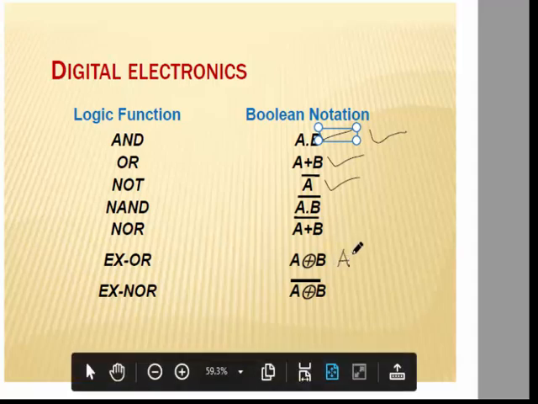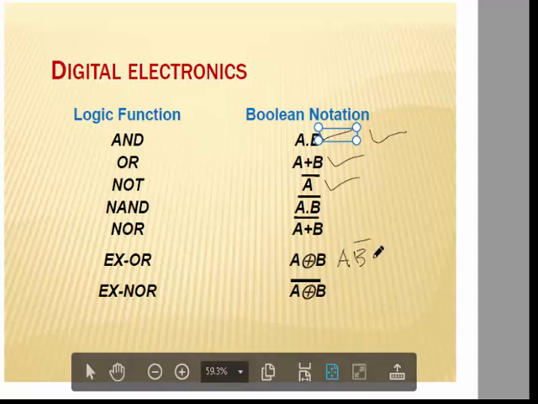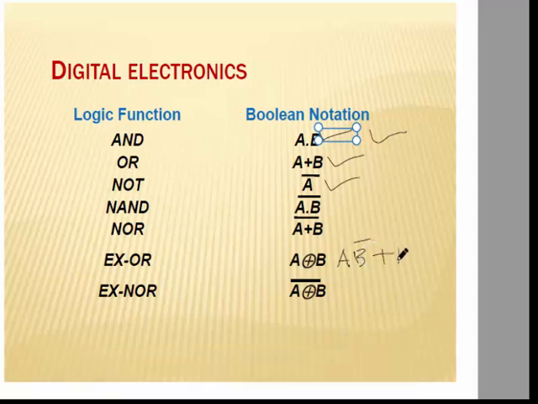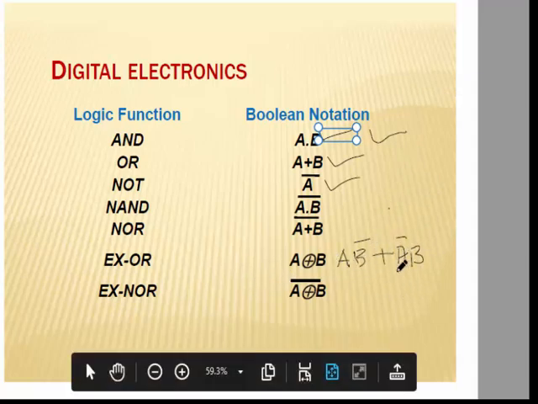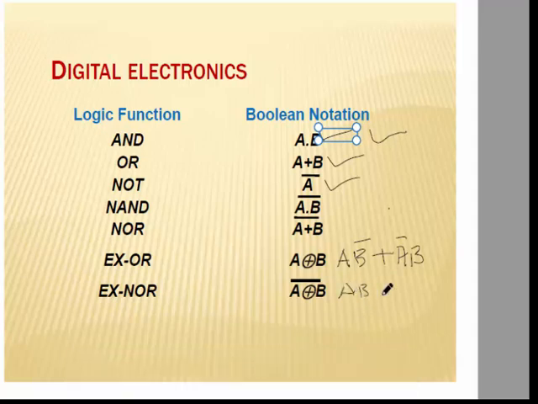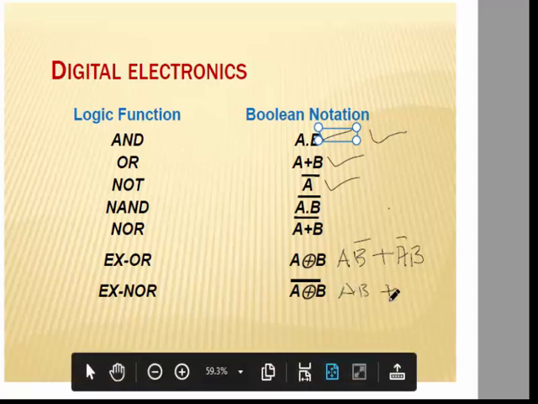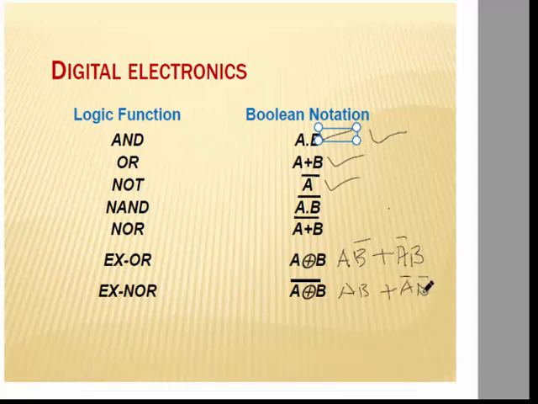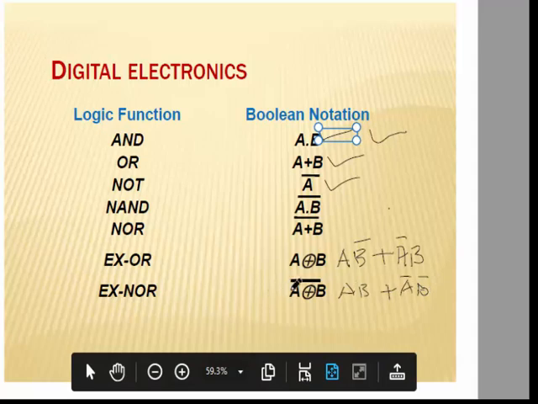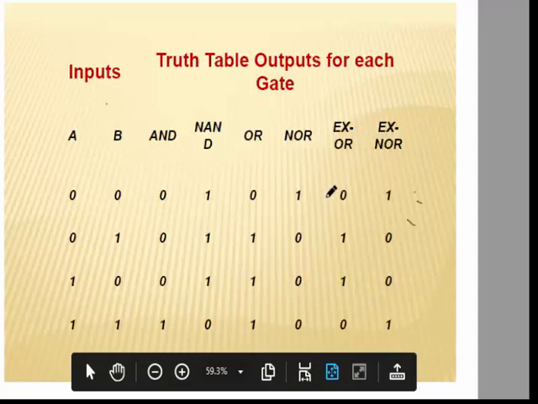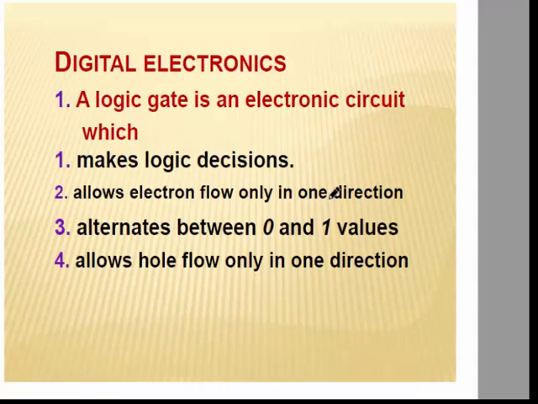So A B bar plus A bar B. So this is the exclusive OR gate, A B bar plus A bar B. And the other form, A dot B plus A bar B bar. This is a formula for the exclusive OR gate. With these formulas and truth table, I will go for the next questions.